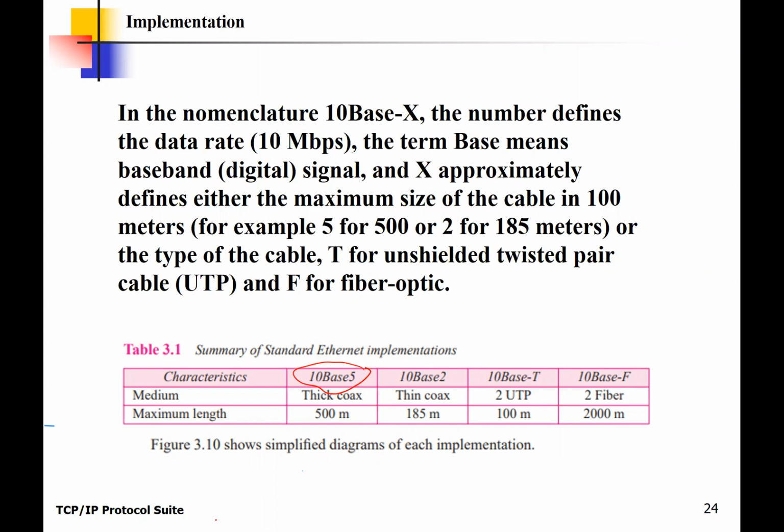What about 10BaseF? Fiber optic. They use 10 megabits per second over fiber optic. Okay. What about T? T is twisted pair. That's what we have in the Ethernet cable. It's a twisted pair: you will have 2 cables twisted together. Okay, so that's one of them. What's the next one?